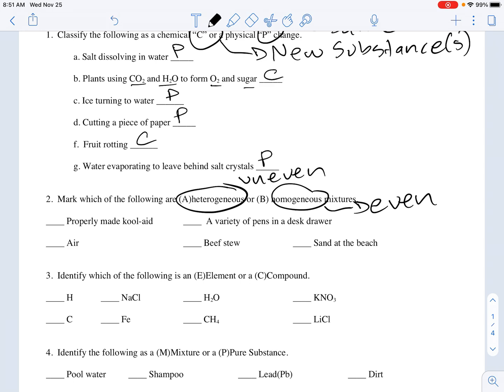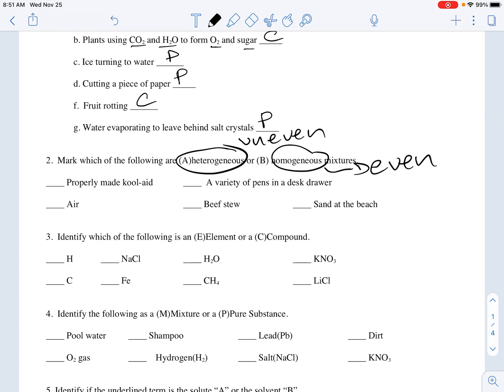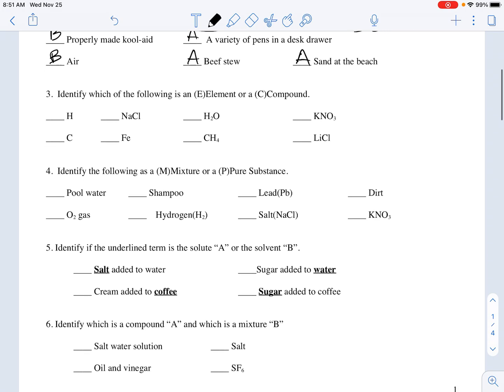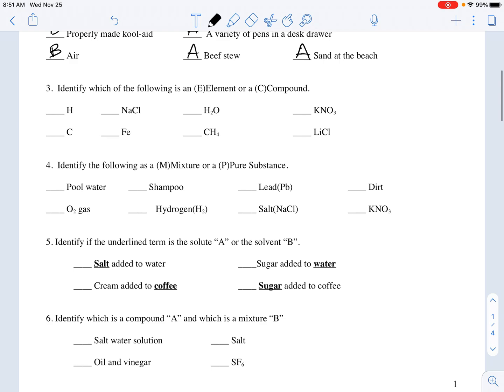Okay, next we have types of mixtures. Heterogeneous is uneven, homogeneous is even. So Kool-Aid, since you're dissolving, is a homogeneous mixture, as is air. Beef stew or any type of soup would be something that's heterogeneous, just like a mixture of pens in a drawer would be, or sand at the beach. Because depending on your beach and what you grab, it would be unevenly mixed.